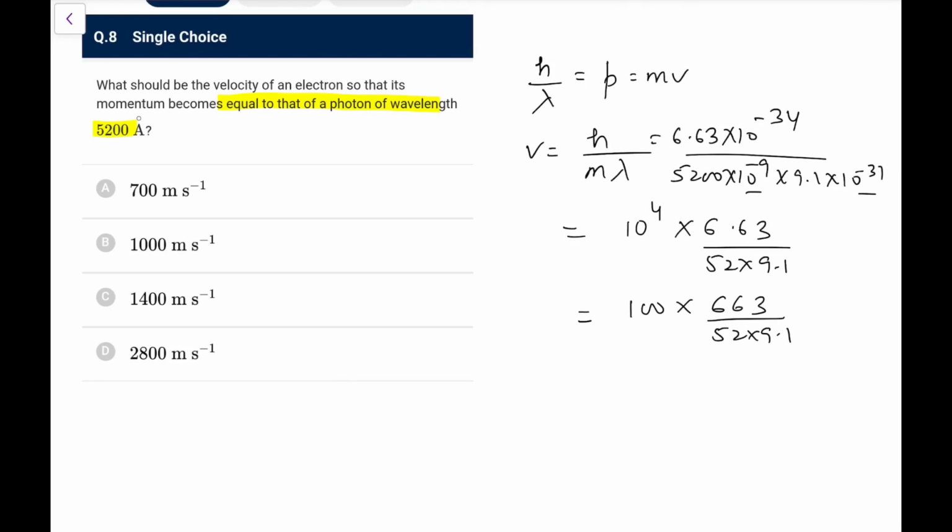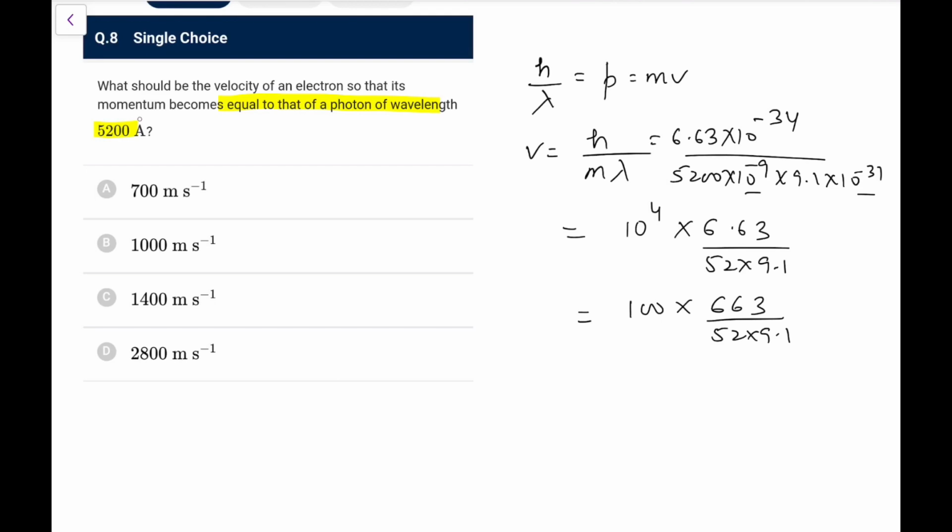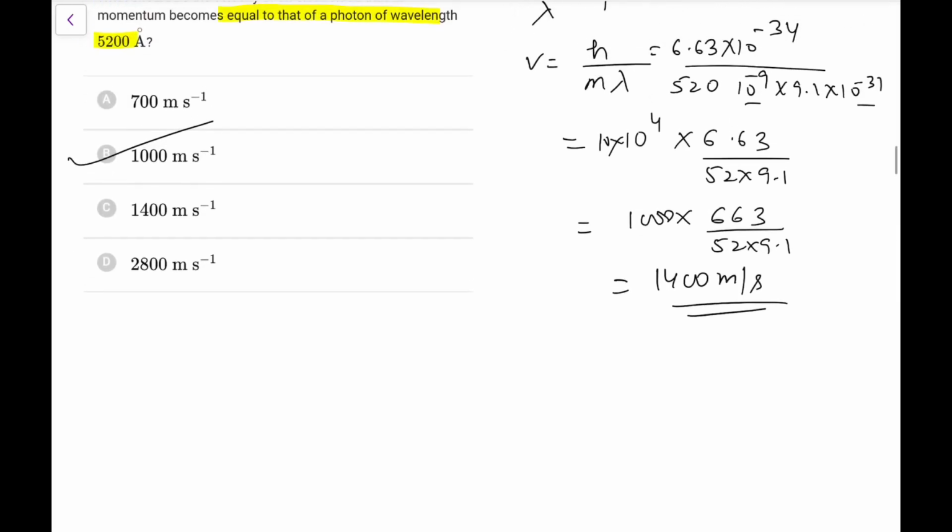Let me once again check the power. I can find one mistake. This is angstrom, so it is 10 to the power minus 10. So better I write it as 520 into 10 to the power minus 9. That would be better now. So one power will increase. Yes, 1400. Now it's correct. I just missed the power, but luckily I can still make it. It is 1400, not 1000. Sorry. It is 1400 meter per second. Next.